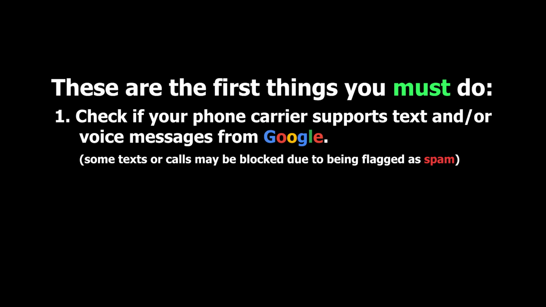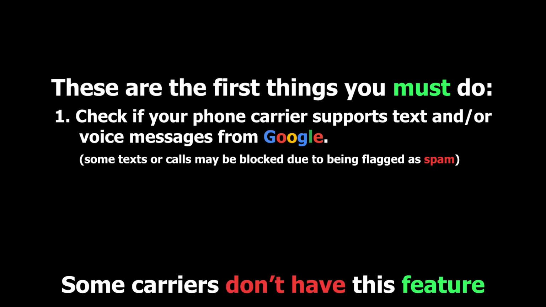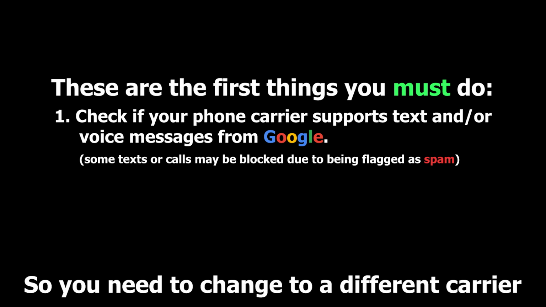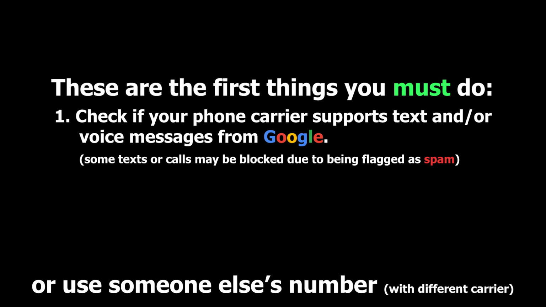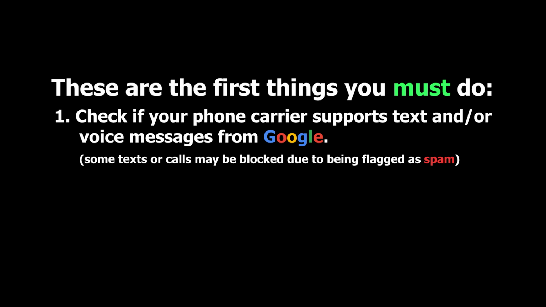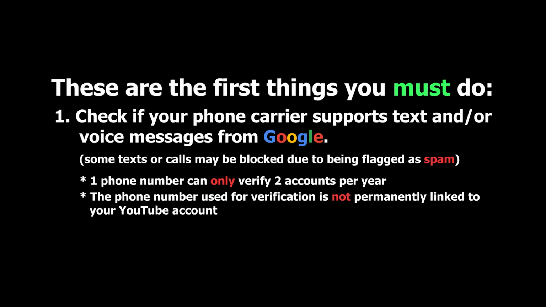1. Check if your phone carrier supports text and/or voice messages from Google. Some carriers don't have this feature, so you need to change to a different carrier for your number or use someone else's number. Also, if the number is used to verify 2 accounts for this year already, use a different number. Don't worry, the phone verification is a one-time thing, so the phone number you used won't be permanently linked to your YouTube account.